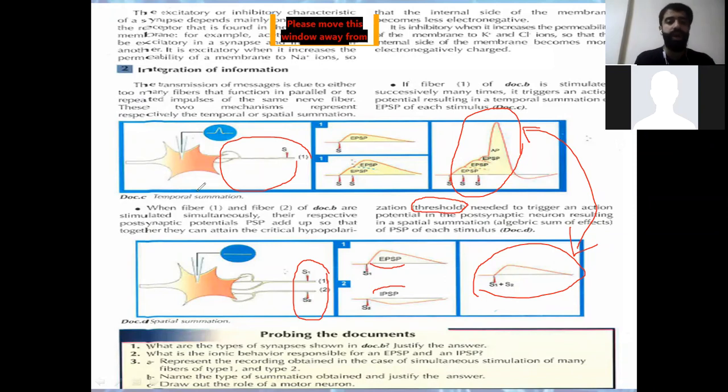However, in the first one, in the temporal summation, they came from the same excitatory postsynaptic potential. So whenever we add them, all of them are excitatory. So the potential difference of the nervous message will increase. And this is the temporal summation.